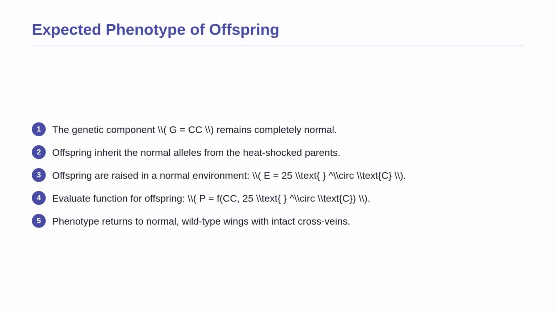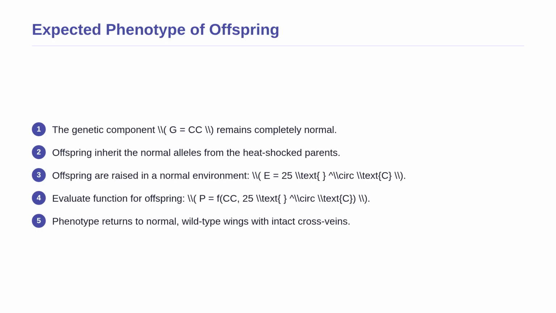Now that we have seen the flies develop the mutant appearance, let us prove what happens to their offspring. This step is crucial to confirm it is a phenocopy. The mathematical reasoning here relies on the fact that the genetic component, G, remains completely normal. The heat shock did not alter the DNA. Therefore, the offspring will inherit the normal alleles.